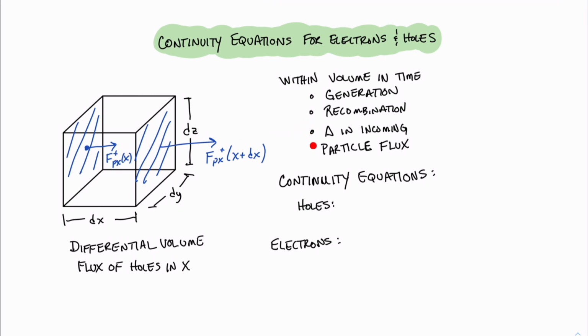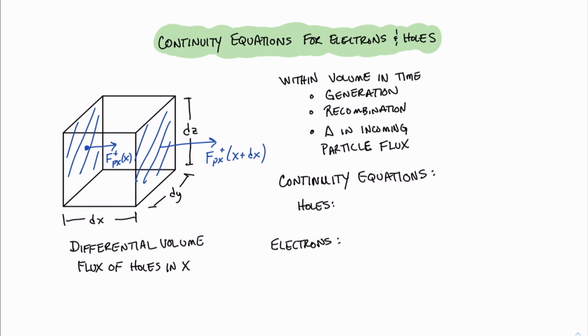At the same time, we also might have carriers that are drifting or diffusing across this semiconductor that this volume is taken from, and we might have some incoming particle flux, some initial flux coming in on the left side. So we need to take all of these ideas into account in order to have full continuity of what is happening within this volume. So let's look at this.